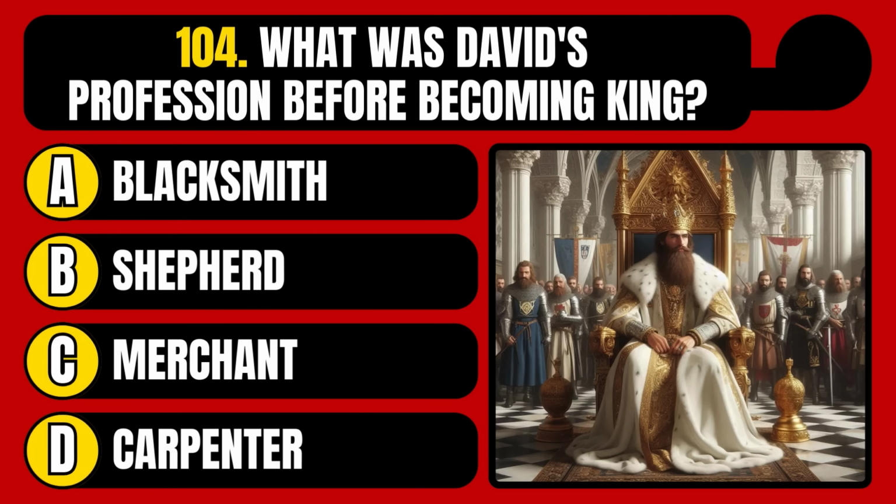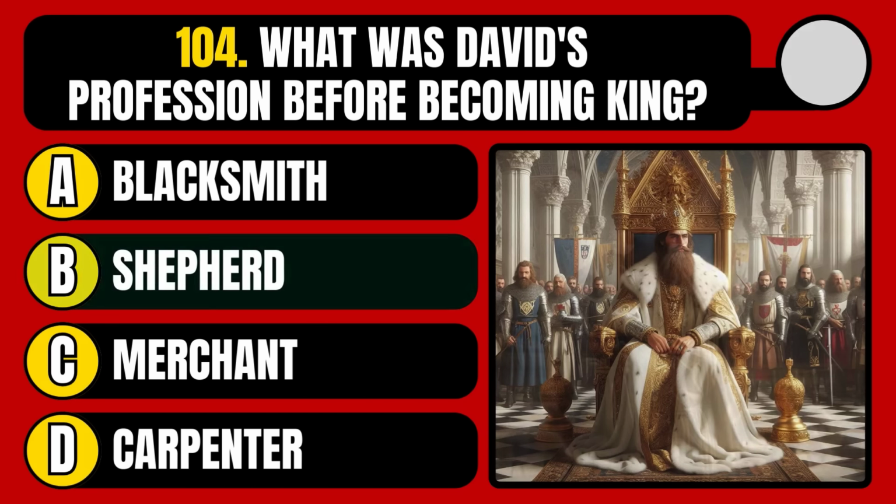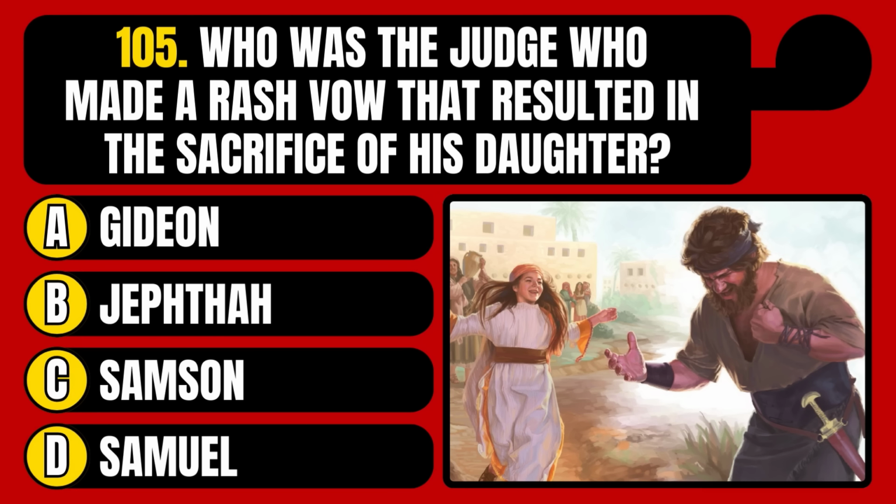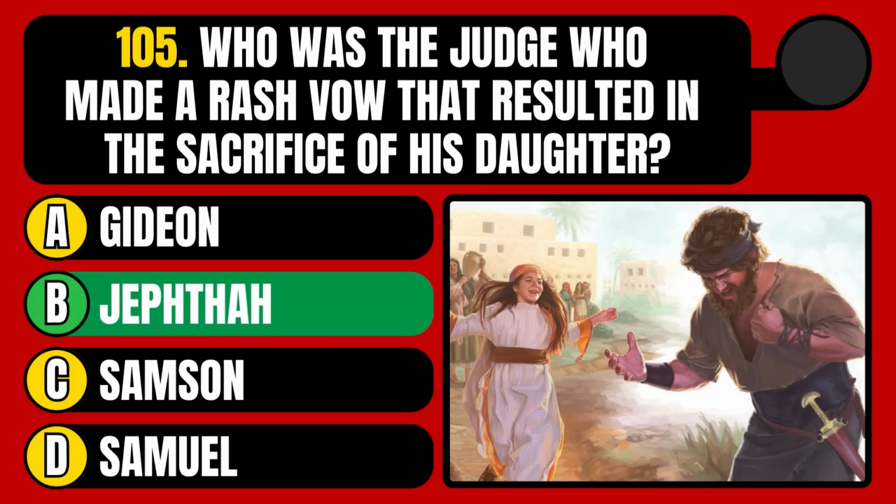What was David's profession before becoming king? Blacksmith, shepherd, merchant, or carpenter? The correct answer is option B, shepherd. Who was the judge who made a rash vow that resulted in the sacrifice of his daughter? Gideon, Jephthah, Samson, or Samuel? The correct answer is option B, Jephthah.